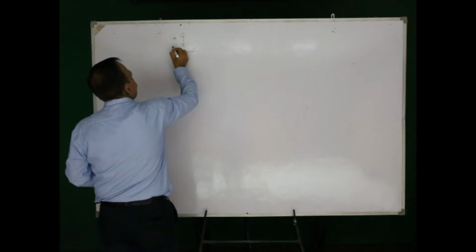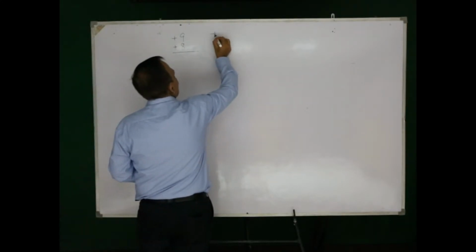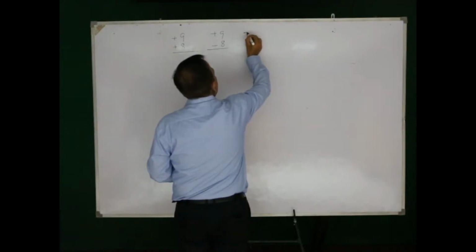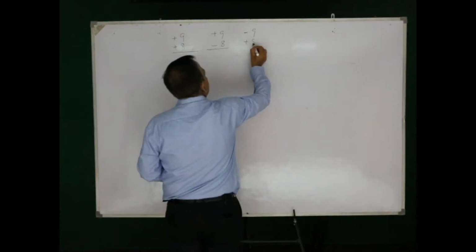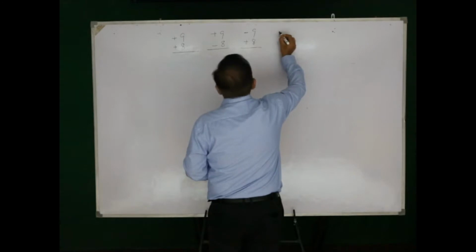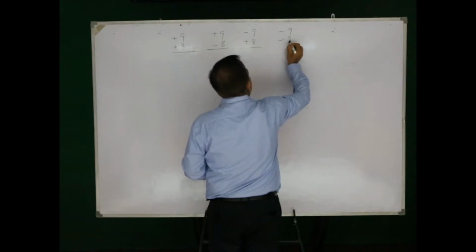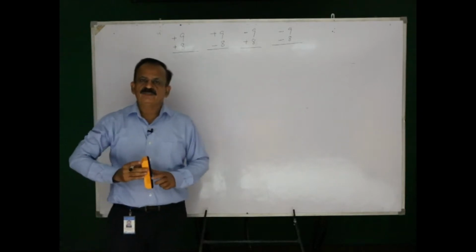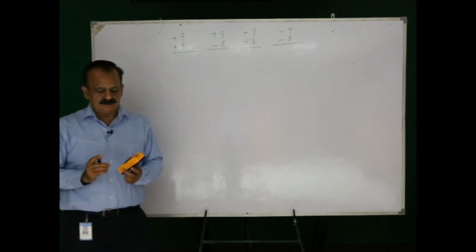It is plus 9 and plus 8. Then it is plus 9 and minus 8. Then it is minus 9 and plus 8. And let it be minus 9 and minus 8. I want to perform these operations by using the 1's complement method.